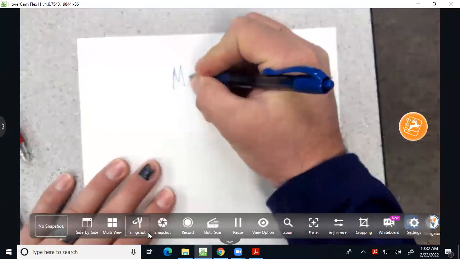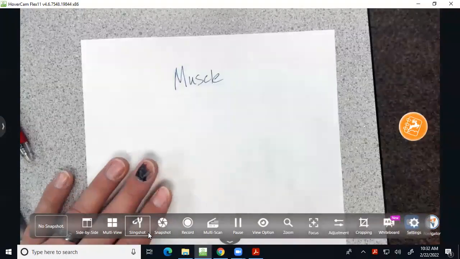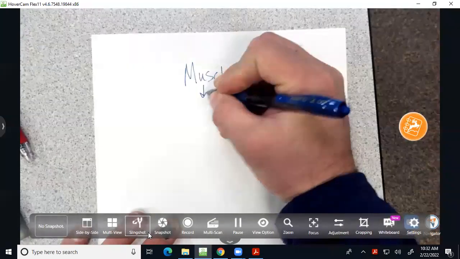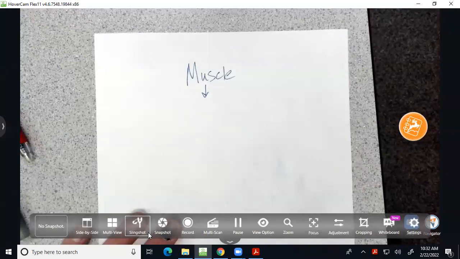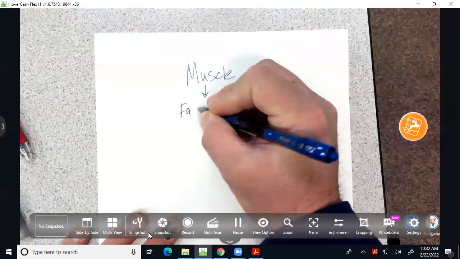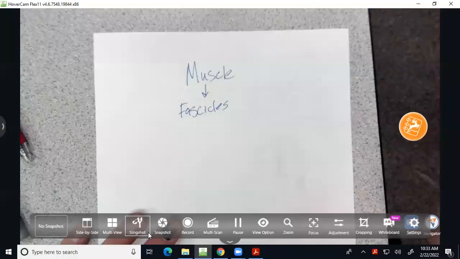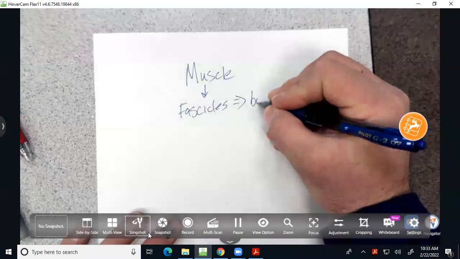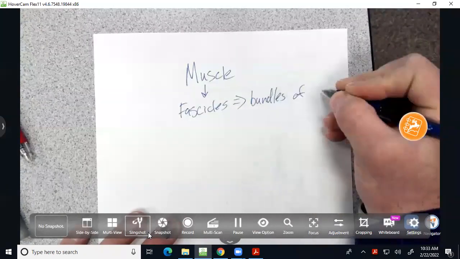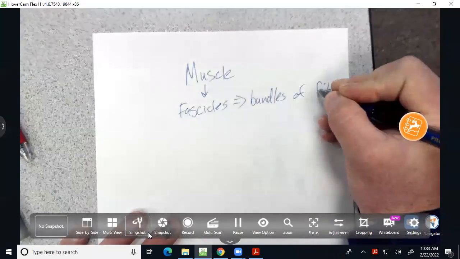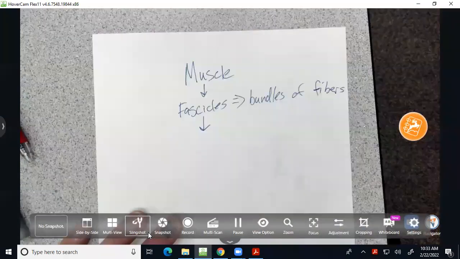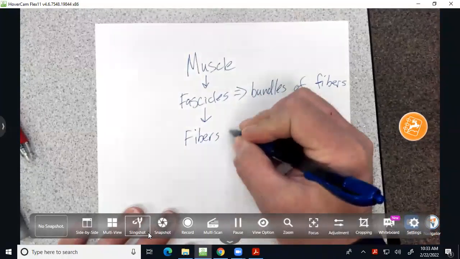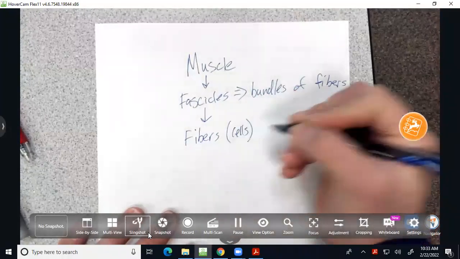So I'll start here at the top. The largest structure is just the entire muscle itself. Okay. A skeletal muscle then can be subdivided into what we call fascicles. Okay. And we just learned fascicles are bundles of fibers. And so that's our next level. Fibers, which we commonly just will call muscle cells.